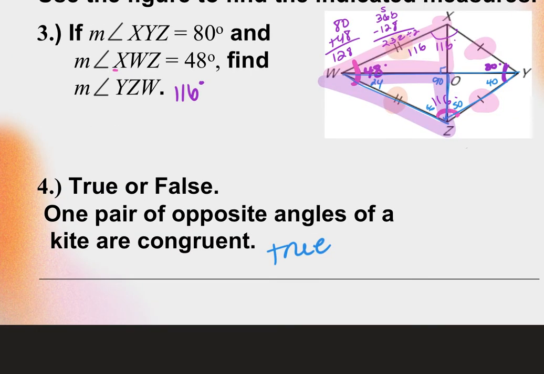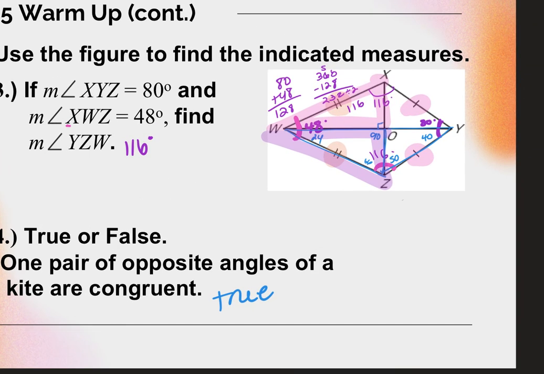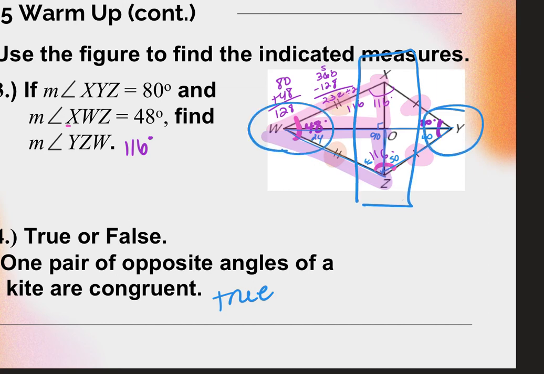Wait. He didn't lie to me. I thought there's 2 pairs of opposite. No, only one pair. If it's 2 pairs, it makes it a parallelogram, and kites are not parallelograms. There's X and Z, one pair, and then W and Y the second pair. So these two are congruent to each other, but 80 and 40 are not congruent. And they cannot be. It's not just that they're not this time, but they cannot be. Otherwise, it makes it a parallelogram, and a kite is not a parallelogram.